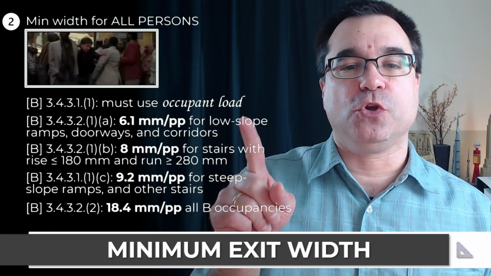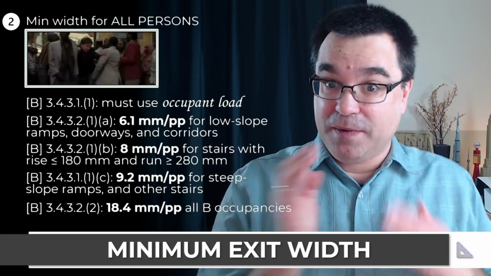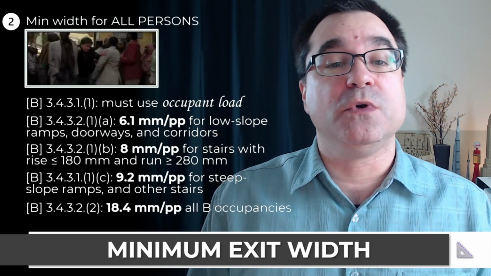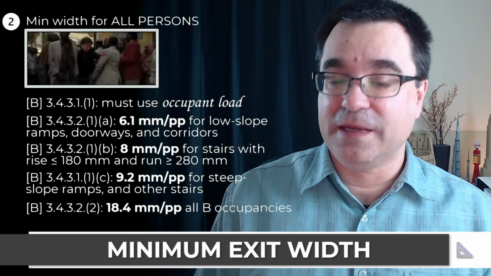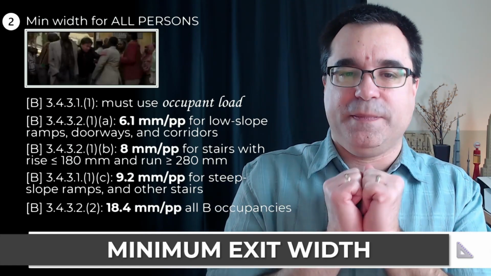So if we're looking for the minimum width of low slope ramps, doorways, and corridors, then it's going to be according to the requirements of 3.4.3.21a, 6.1 millimeters per person. Each person gets 6.1 millimeters.